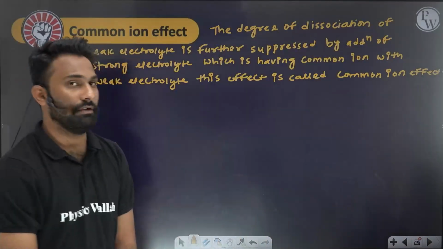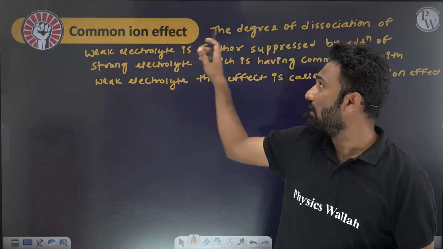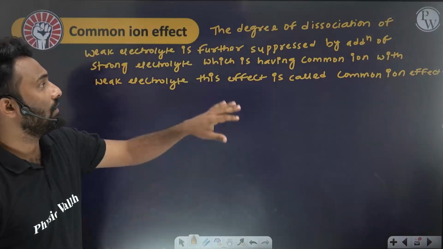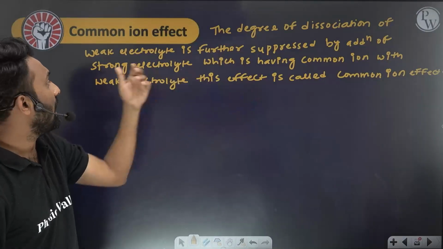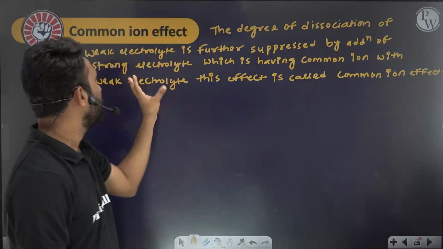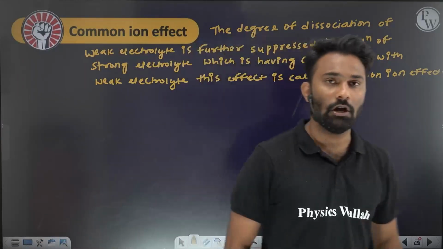Common ion effect. Common ion effect means the degree of dissociation of a weak electrolyte is further suppressed by the addition of a strong electrolyte which has a common ion with the weak electrolyte. This effect is known as the common ion effect.